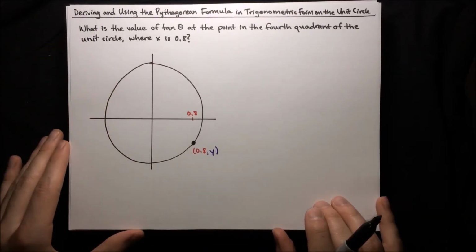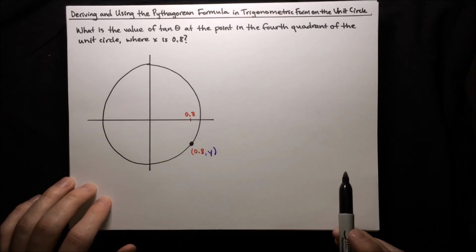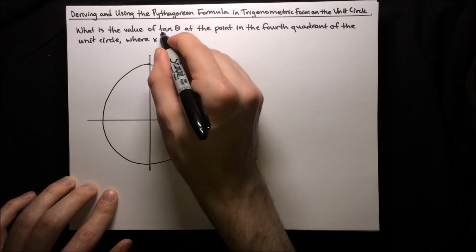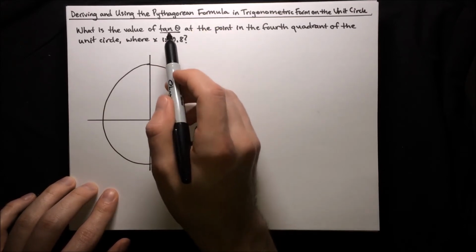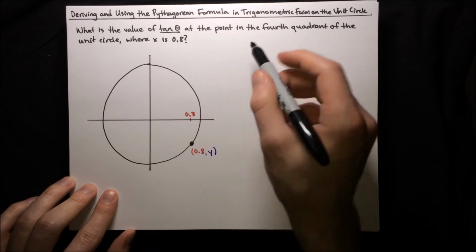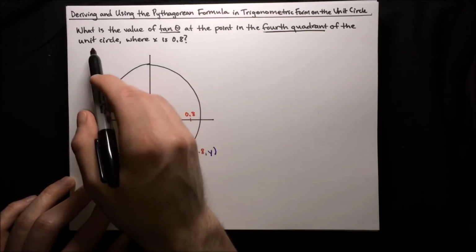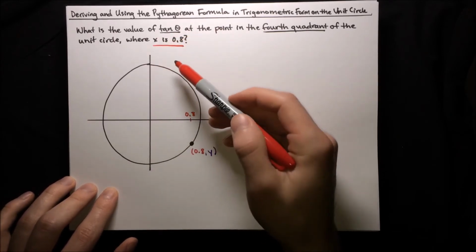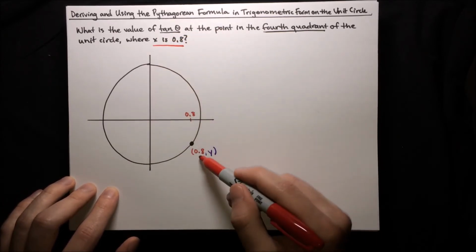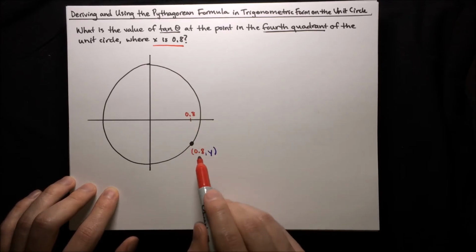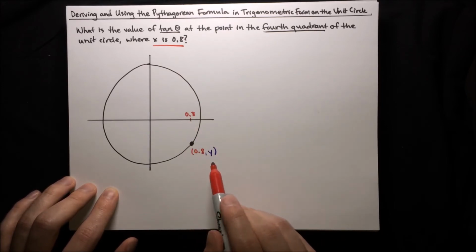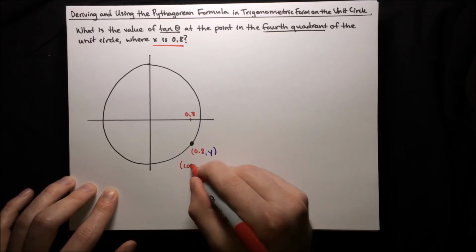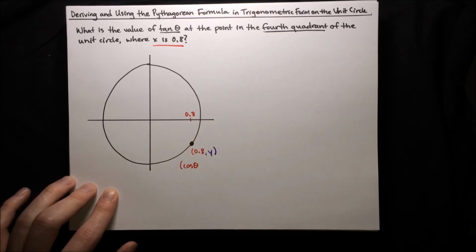Our last example is going to be the most challenging because it uses everything that we've learned so far. So we want to find a value of tangent theta, not sine theta, not cos theta, but tangent theta this time, at the point in the fourth quadrant of the unit circle where x is 0.8. So we're going to start off the same way as we usually do. We're going to put the point here, label our x and our point. We've got the point 0.8, y, and we know from the very beginning that this point is just cos theta, comma, sine theta.